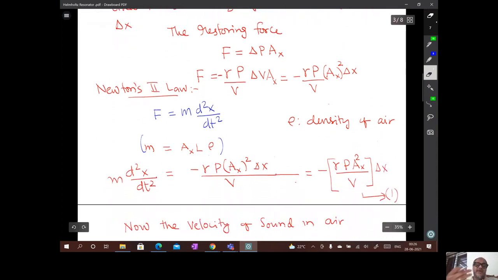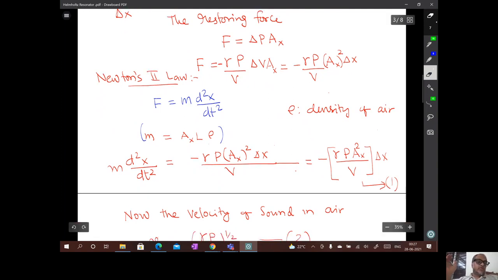So the minus sign obviously shows you that it's a restoring force. This delta V, I told you, is AX times delta X. So the restoring force F is minus gamma P AX square delta X divided by V.